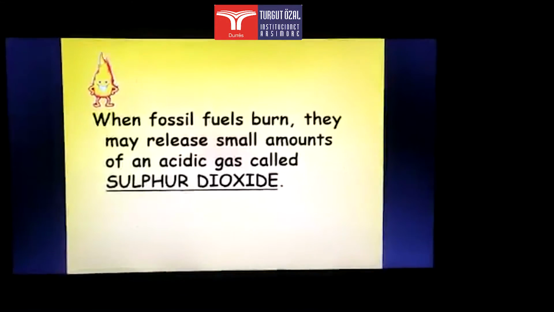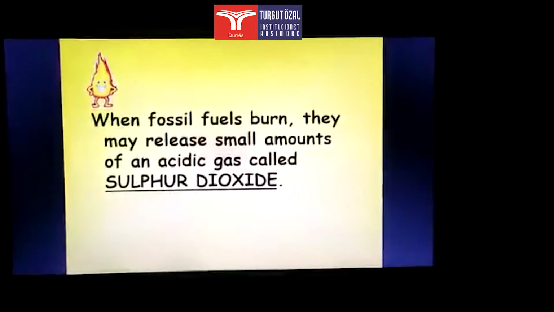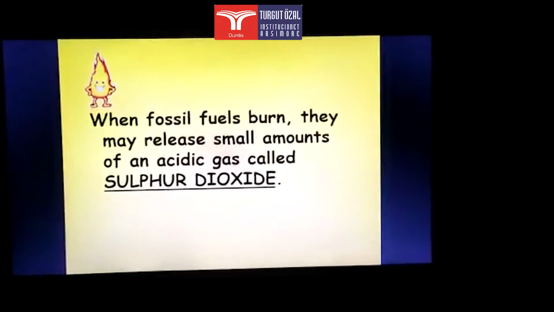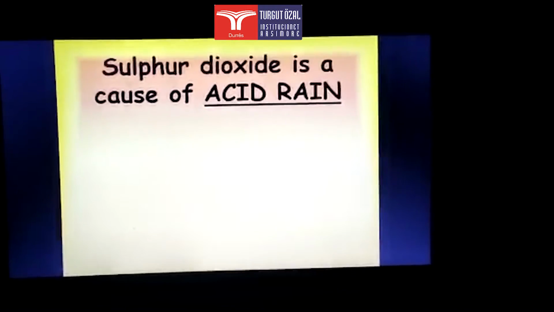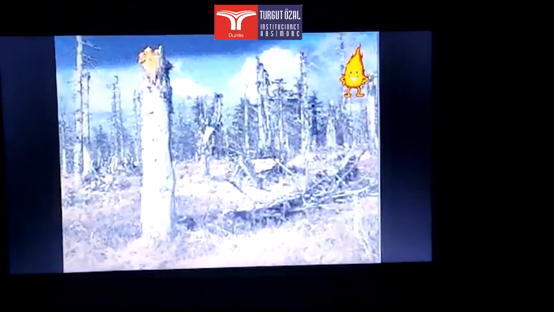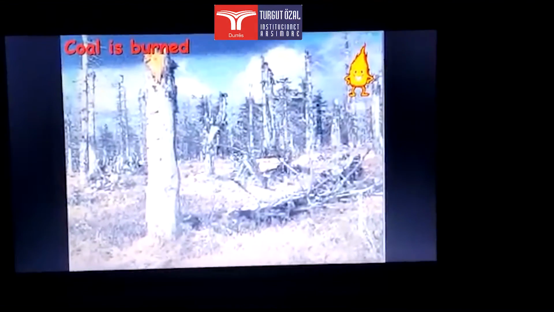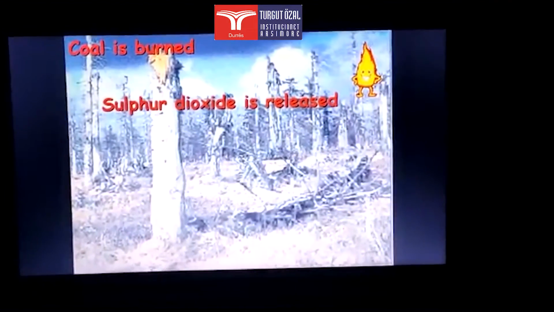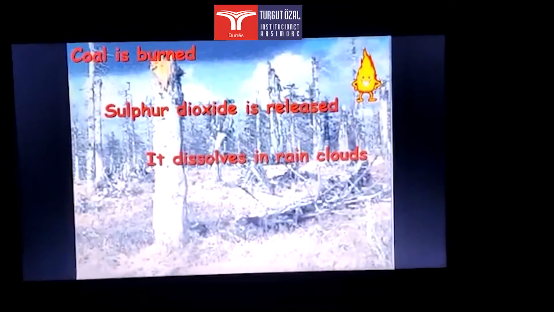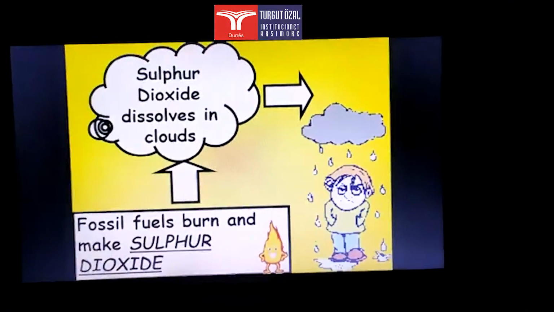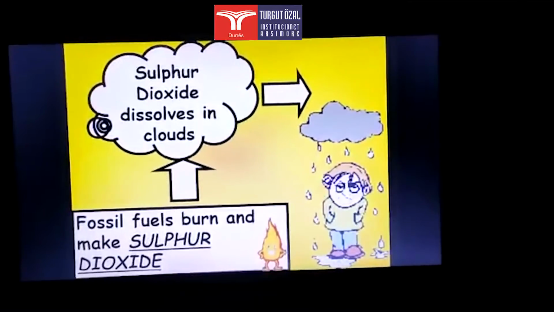When fossil fuels burn, they may release small amounts of an acidic gas called sulfur dioxide. Sulfur dioxide is a cause of acid rain. Here we have a picture. Coal is burned. Sulfur dioxide is released. It dissolves in rain clouds and it falls as acid rain. Here is the scheme.